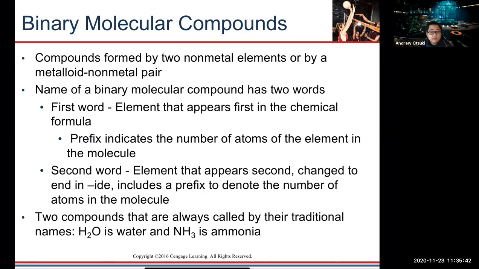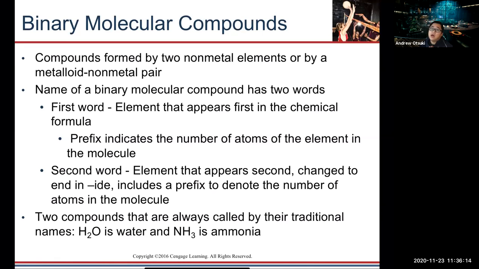For the second element, you would change the ending. For example, say I have xenon hexafluoride. You see xenon, the name is the same, but for fluorine, I dropped the INE and added an IDE, so fluoride. So IDE as in ride. So we changed the name of the second element and replaced it with that ending.